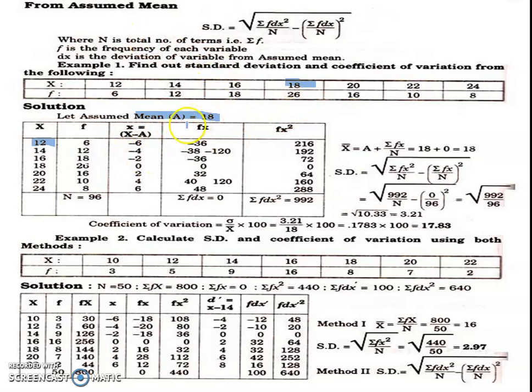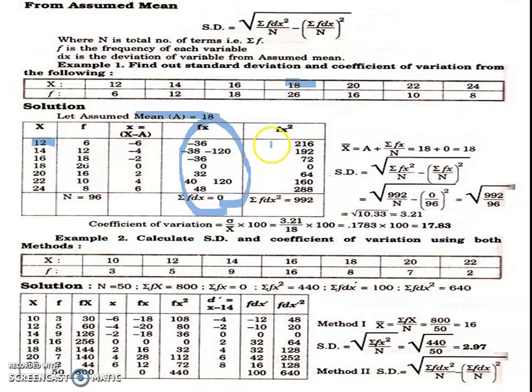Now for the format we need fx. So we derive fx. 6 into minus 6 is minus 36. 12 into minus 4 is minus 48. 18 into minus 2 is minus 36. 26 into 0 is 0. 16 into 2 is 32. 10 into 4 is 40. And 8 into 6 is 48. So we derived it in this way.